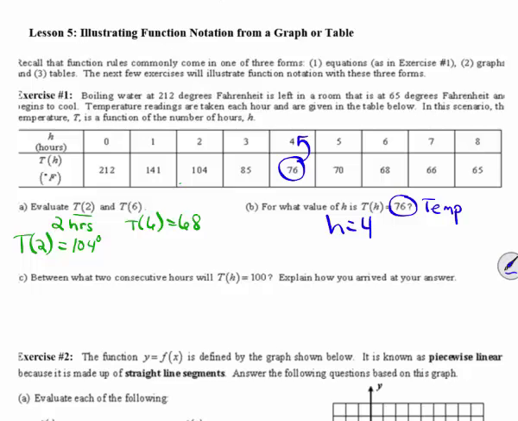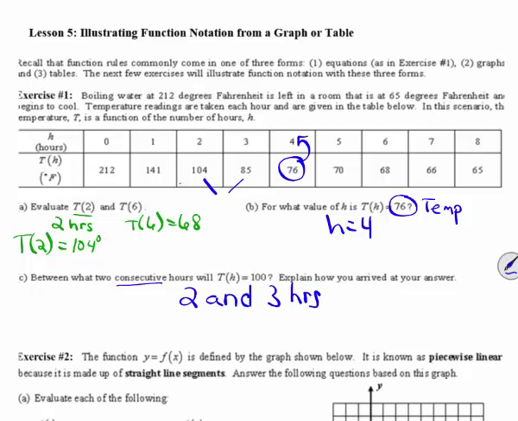All right, between what two consecutive hours, remember consecutive means in order, will T of H equal 100? Well, you have to kind of look at your chart. So here's 104, here's 85, so it's going to be between 2 and 3 hours.